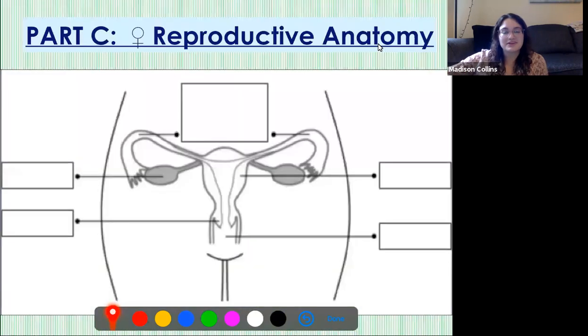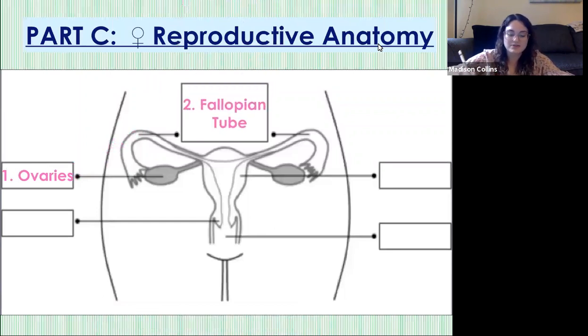Now, part C, let's talk about reproductive anatomy. So yesterday we talked about the different parts of the male reproductive system. Now we're gonna look at the structures within the female reproductive system. So the first structure we need to know are the ovaries. So the ovaries are where the eggs are stored. And again, one is going to be released every month into these neck structures known as the fallopian tubes.